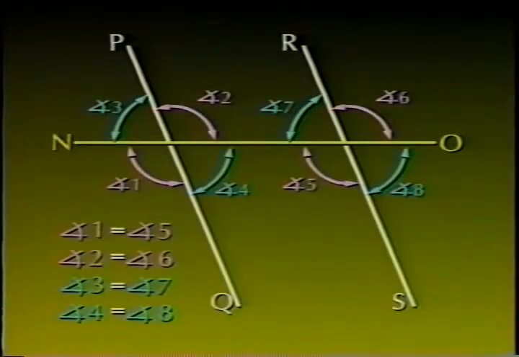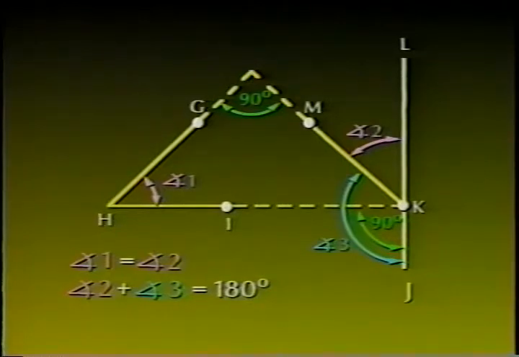Rule number 3, when two parallel lines are intersected by a transverse line, the corresponding angles formed are the same. As shown, angle 1 equals angle 5, angle 2 equals angle 6, angle 3 equals angle 7, and angle 4 equals angle 8. Rule number 4, two angles are the same or supplement each other if their corresponding sides are perpendicular. As shown, angle 1 equals angle 2, and angle 2 plus angle 3 equals 180 degrees.